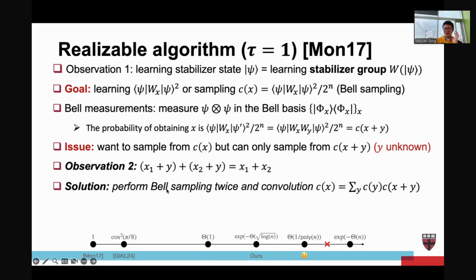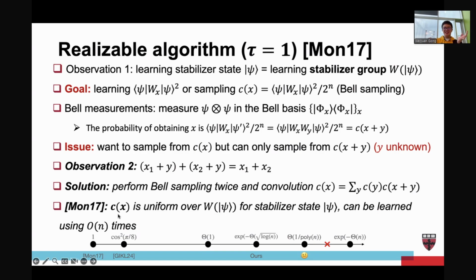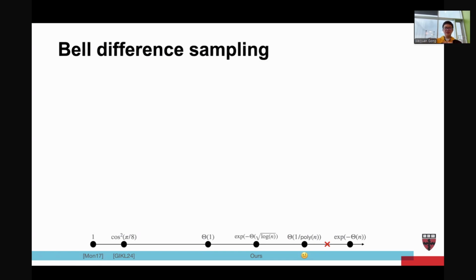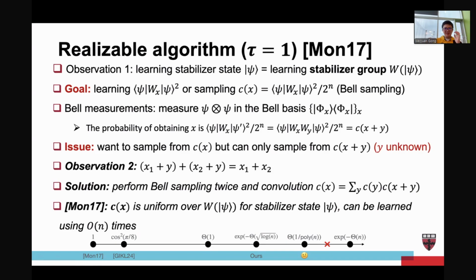So by performing Bell sampling twice and doing convolution, just as I said, we can actually sample from this distribution. And because Cx is uniform over the stabilizer group, if you can sample from this distribution, then a linear number of samples is enough to find out all the dimensions of the stabilizer group, and you can learn this stabilizer state. This is what's happening in the realizable algorithm. This step, the solution step, is also named Bell difference sampling.